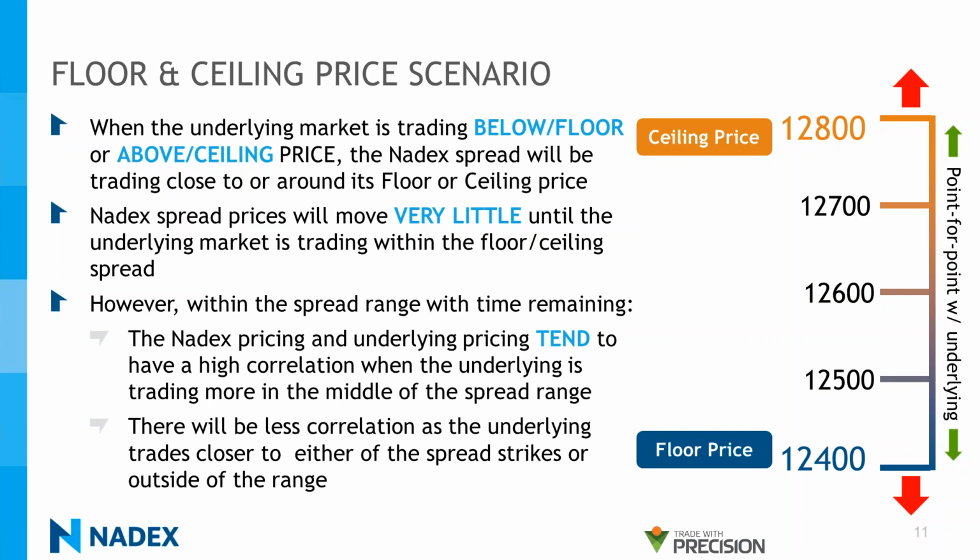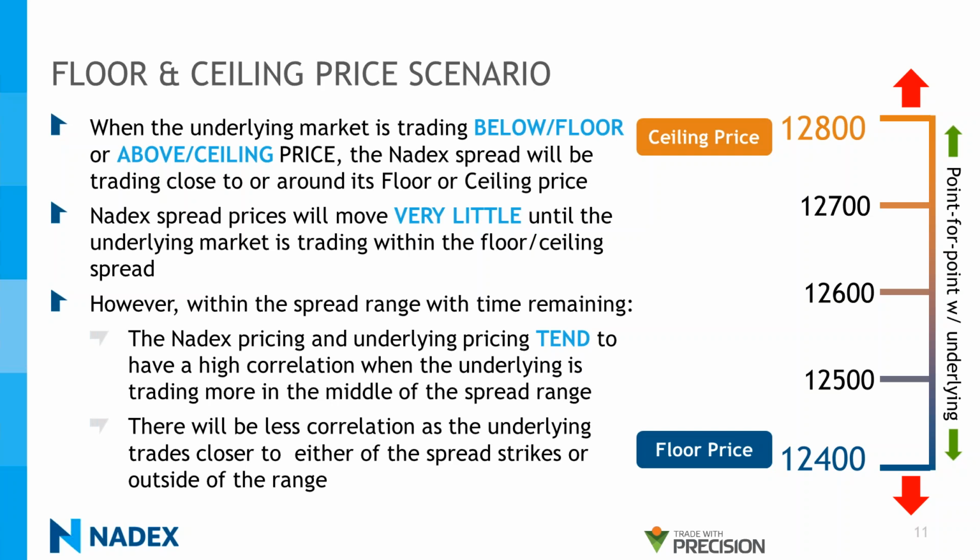This is also known as an out-of-the-money contract, which simply means that the underlying market price is outside of the spread range, which here is indicated by these red arrows. So the price is either above or below, but it's not within the range of 12,400 to 12,800. Another item to note when pricing these contracts, the call spread price will move very little until the underlying market is actually trading within the spread range.